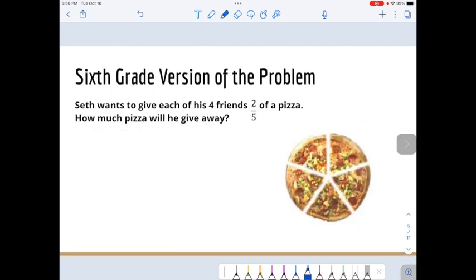In this problem, Seth, like the nicest kid ever, wants to give each of his 4 friends, this time each friend is getting 2/5 of a pizza. Wow! We want to know how much pizza altogether, how much pizza will he give away, right? So if you are a friend of Seth, I'll draw you here, extra happy, you get 2 of these 5. You'd get this one, and you'd get this one, right? So Seth is going to do that for his 4 friends.